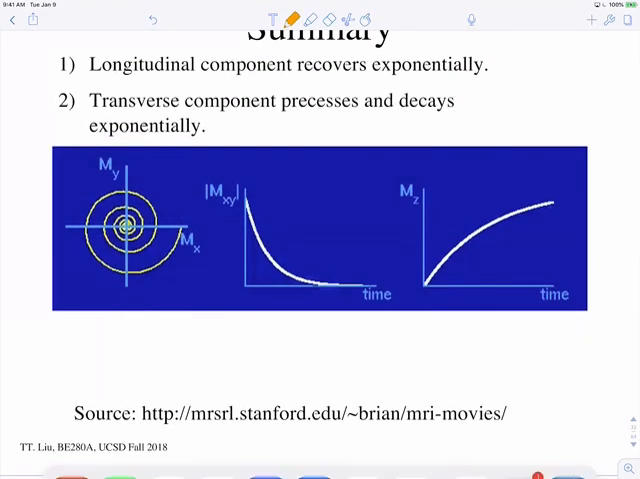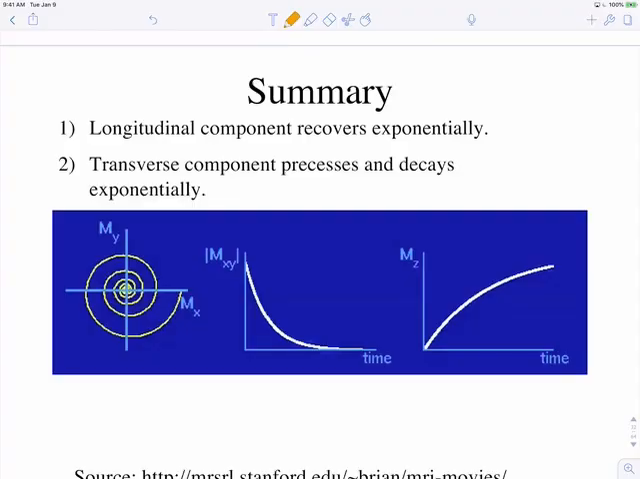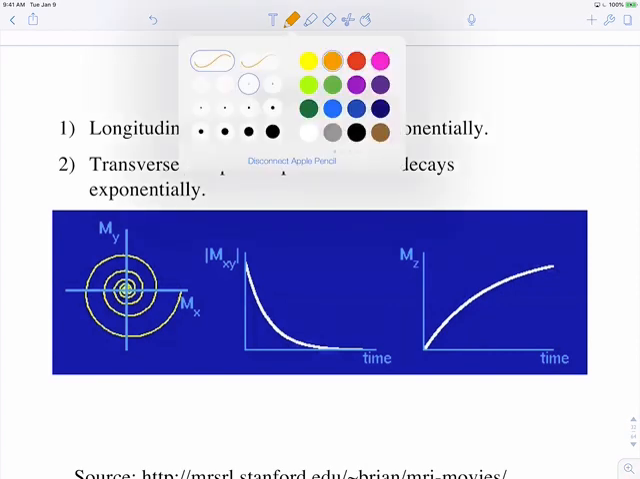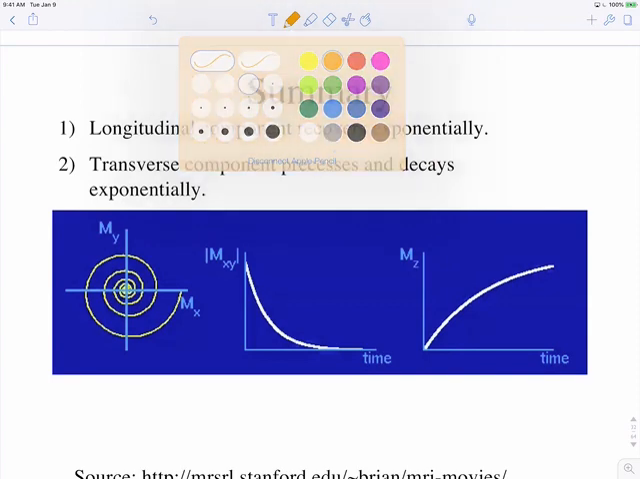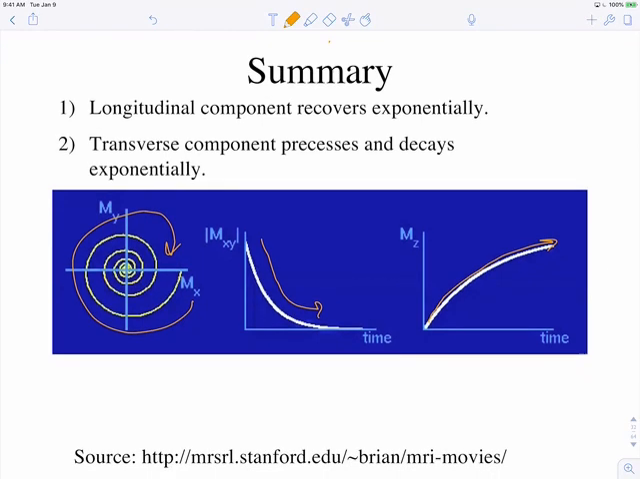Let me switch to the PowerPoint here because there's a nice movie of that. So if we play this movie, what it should look like is you'll watch this magnetization decay down. At the same time, this decays away, and since T2 is shorter, this is still going to be recovering after that. I'll post that movie online, and you can watch it. You can also get it from this website. It's from Brian Hargreaves at Stanford, and he's got a lot of nice movies.